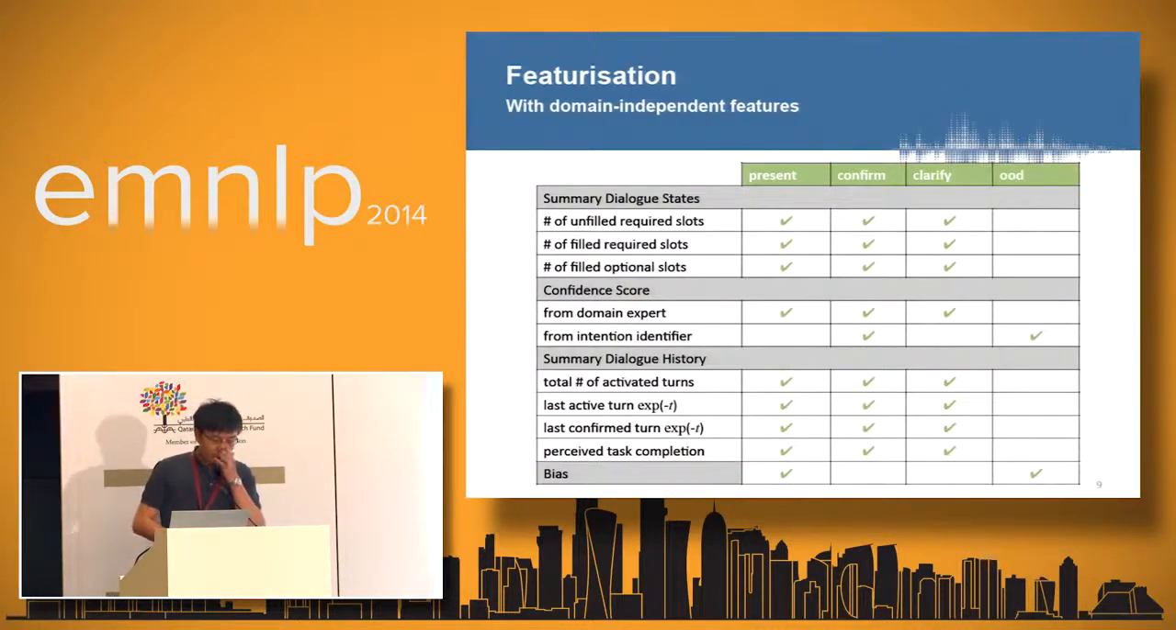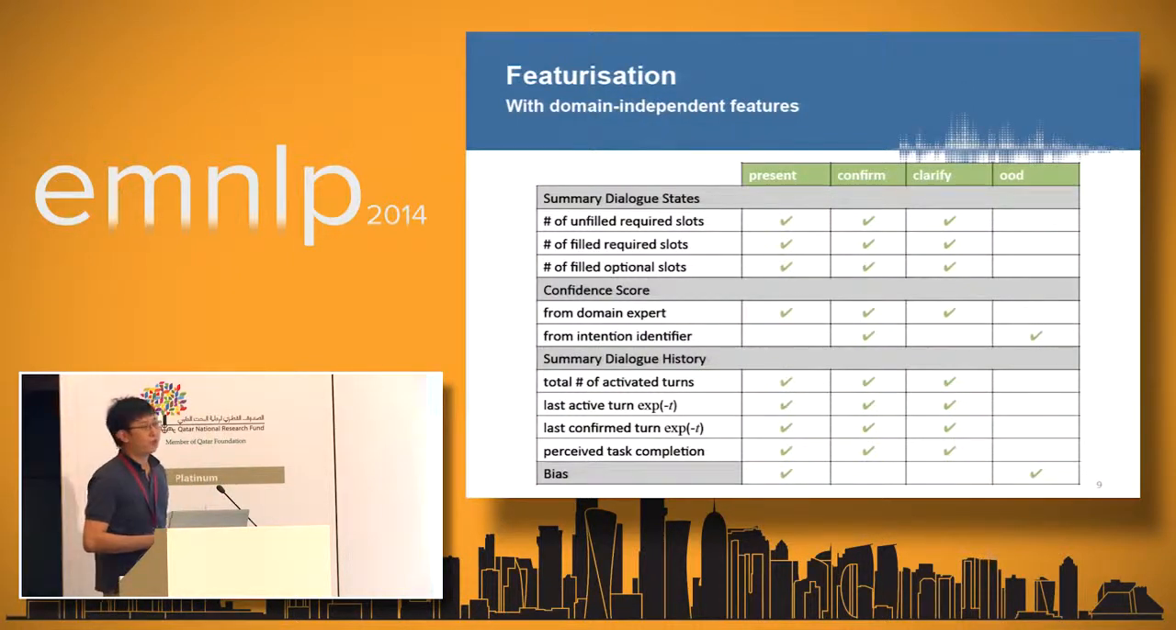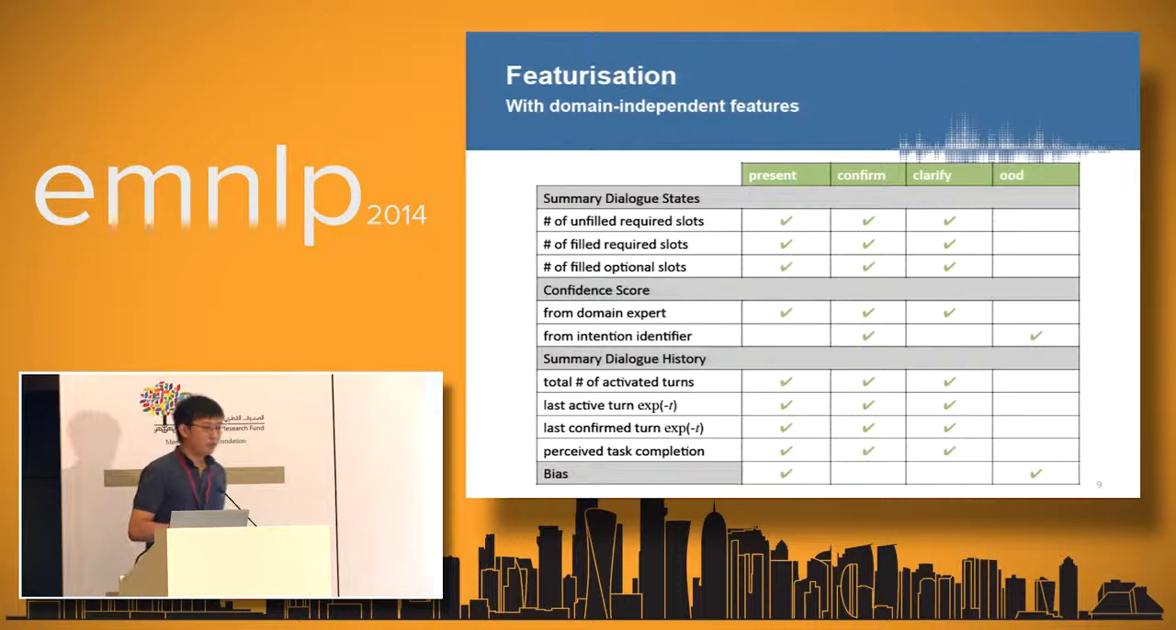Right, for the featurization, we want it to be generalizable to all domain experts. So we can't use any domain-specific features. We have to use high-level features. Okay, so we use some summary features to describe the dialog state, like how many slots are filled in that domain, okay? And the confidence scores from the intention classifier and the domain experts, which is very important information as well. And some summary information about the dialog history, like the last turn of a particular domain being activated, the last time a particular domain was confirmed, and the total number of turns that the domain has been activated, something like that. And not all the features are used for all the action types. This is how we select features for each action type, right?